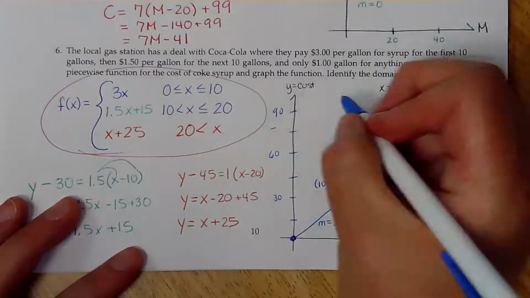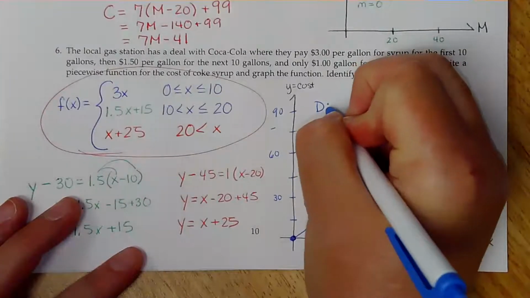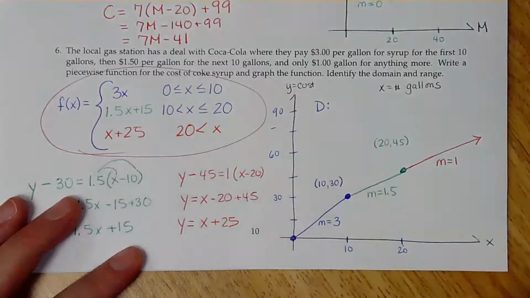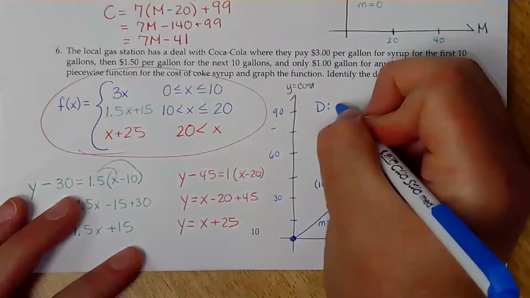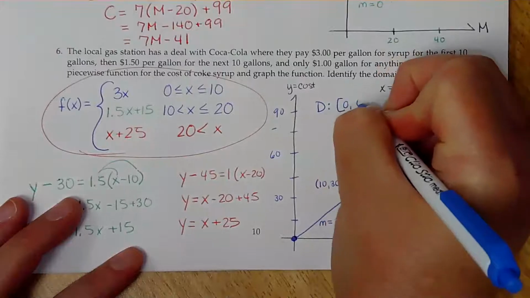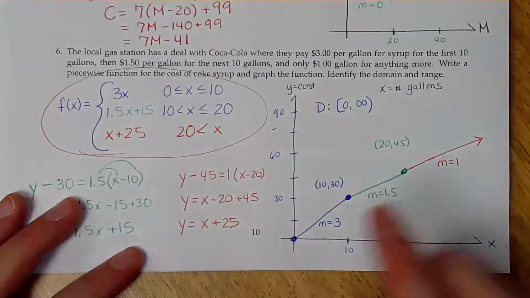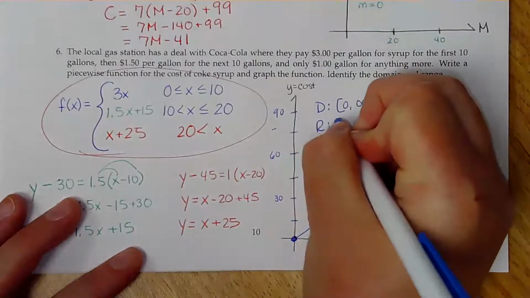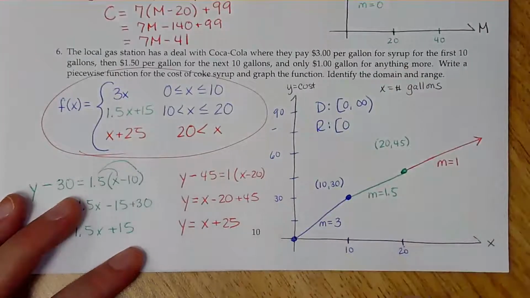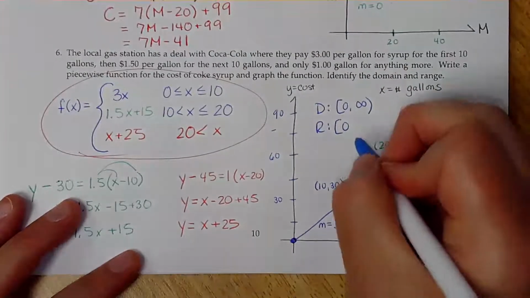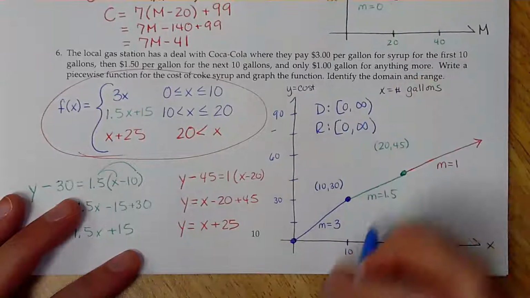My domain here: I start at 0 gallons, and ultimately I can buy as many as I want, so 0 to infinity. And similarly, my cost is my range. I start at 0, and it just keeps going based on how many gallons I'm going to buy. So my range here is 0 to infinity as well.